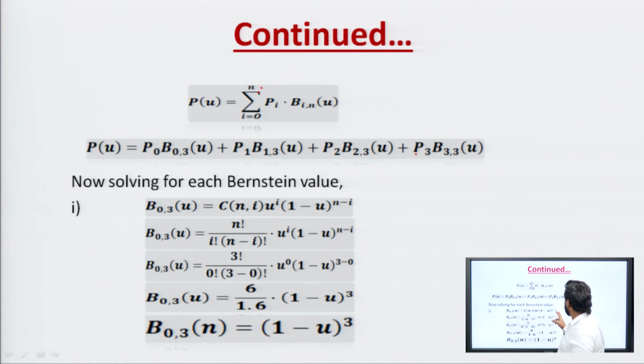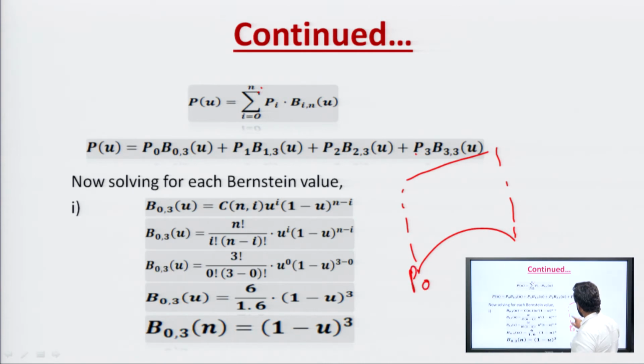Now, we will calculate each Bernstein value for the cubic Bezier curve. If we see, a cubic Bezier curve looks somewhat like this. Suppose this is a cubic Bezier curve. Here we can see P0, P1, P2 and P3.